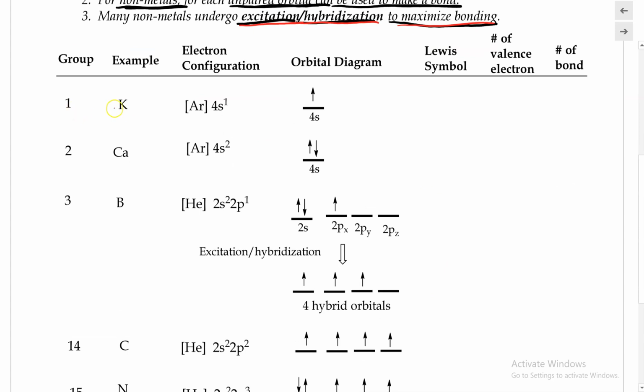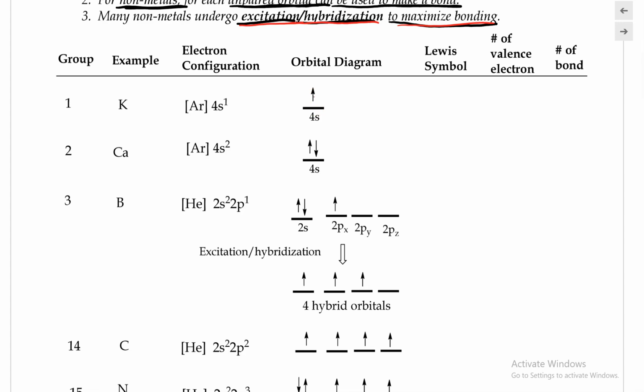Here are several examples, broken down by group and some of the elements. For example, with potassium, the electron configuration is the argon core followed by 4s1. As for its orbital diagram, in the 4s there's one electron. So there it is. How do we now write the Lewis dot symbol for this?